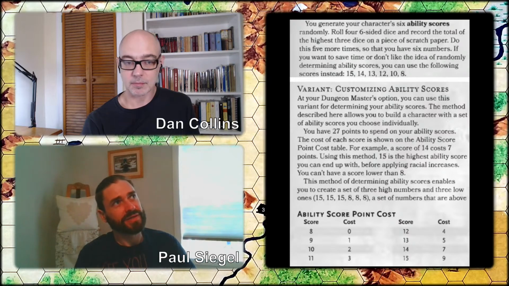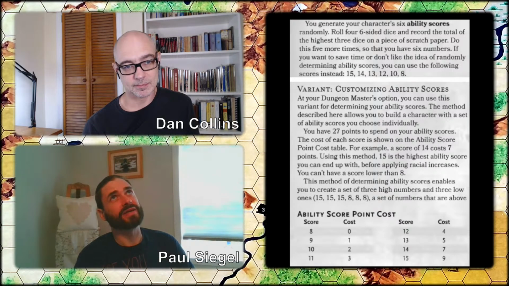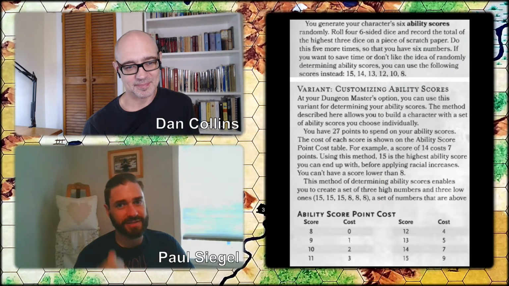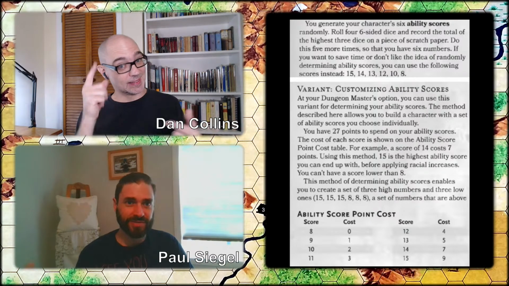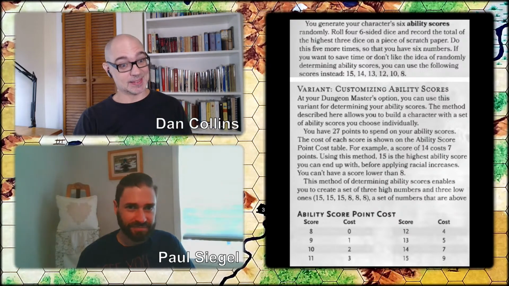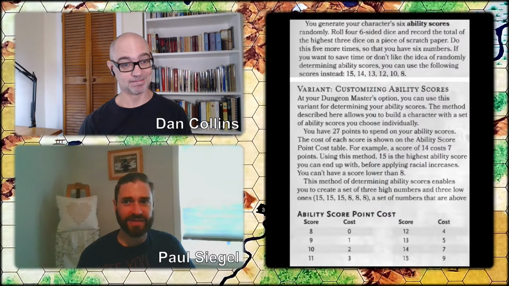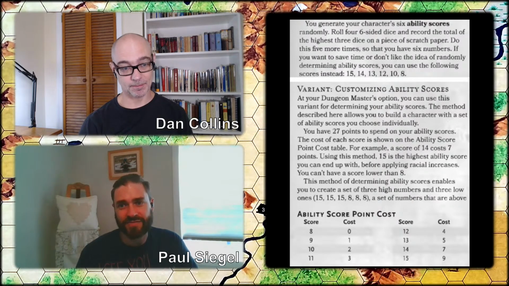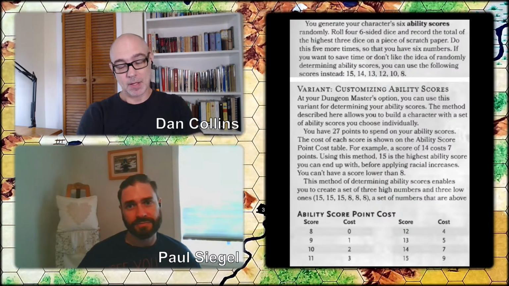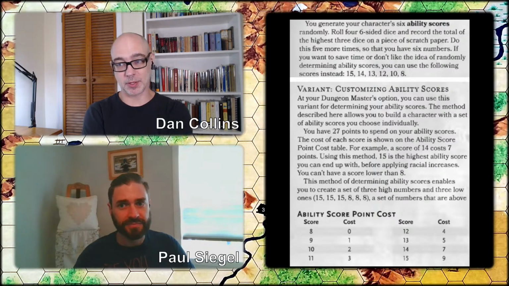Now I wonder if the standard array has become more popular in the digital age, right? As more people are playing on Roll20 or using D&D Beyond, maybe the physical dice are less of a thing. And standard array is fast. I've got to give it that. It is fast. Those are all clearly advantages.